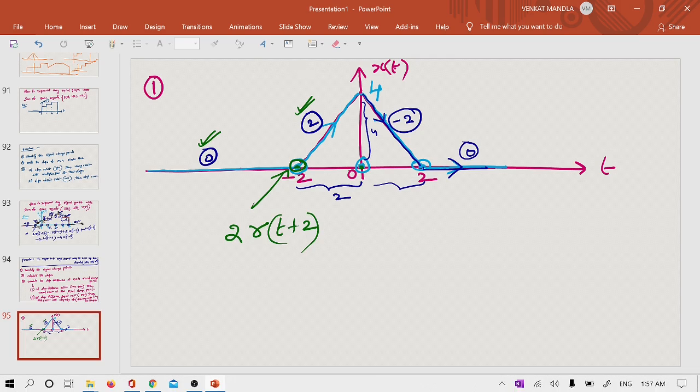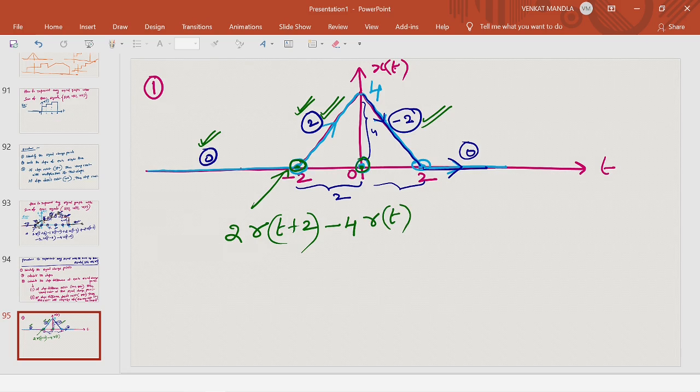Next, at t equal to 0, the final slope is minus 2. Initial slope is 2. So slope difference is minus 2 minus 2, so minus 4 is the slope difference, and slope difference exists. So ramp exists, minus 4 r of t at t equal to 0.